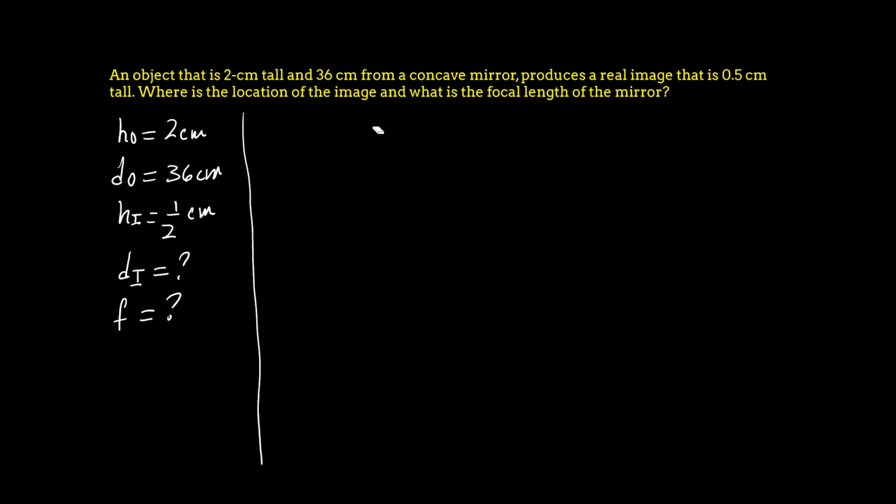So here's what we know. M is negative D sub I over D sub O, which is H sub I over H sub O. And by the way, let's fix H sub I real quick right now. The object produces a real image, so it is inverted. So if it's an inverted image, H sub I is negative. Okay? It's pointing opposite to what the object is. So I want to get now D sub I. So D sub I is negative D sub O times H sub I over H sub O.